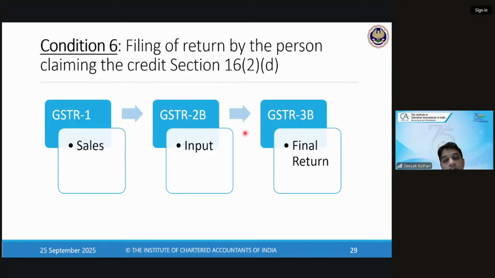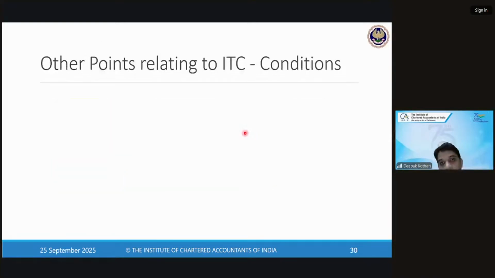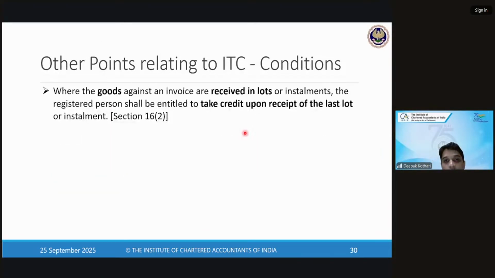Now, these are the 6 conditions to claim the credit, which are there in 16(2). Apart from 16(2), there are other relevant points, which we will understand one by one. When the goods against an invoice are received in lots or installments, how will you claim the credit? Say you want to buy 1,000 bags of cement.